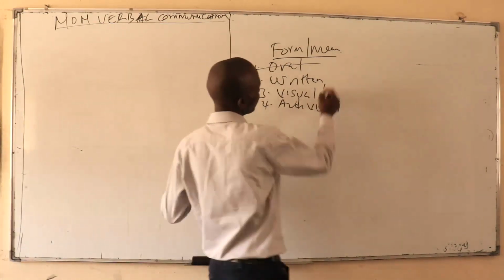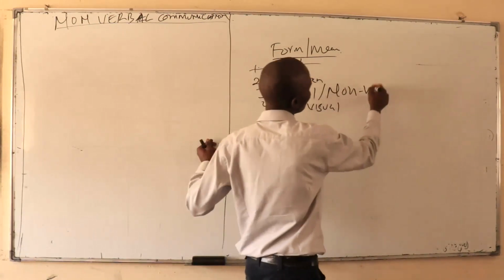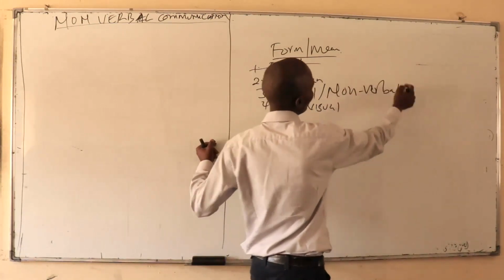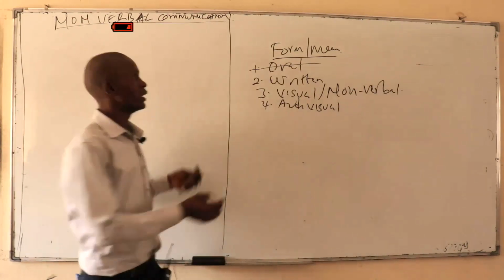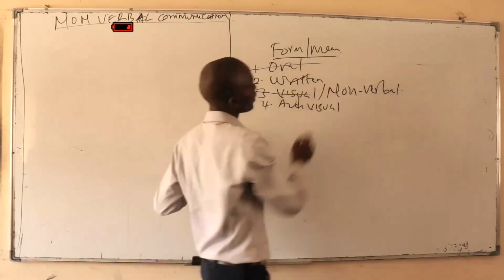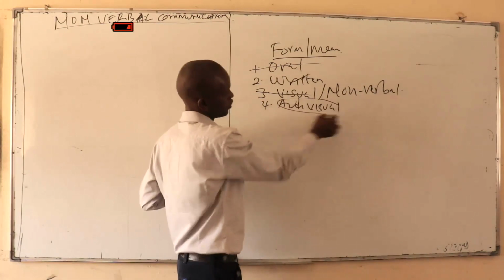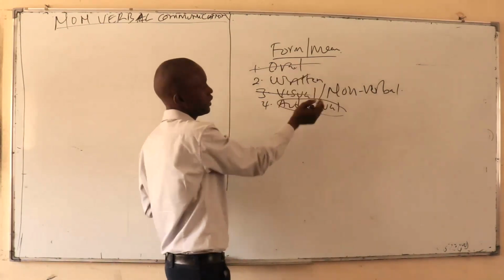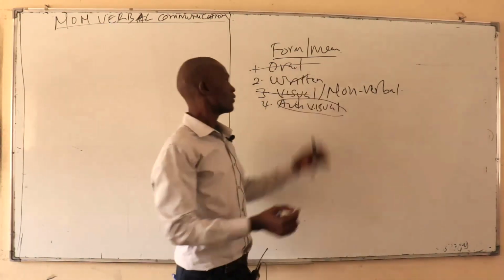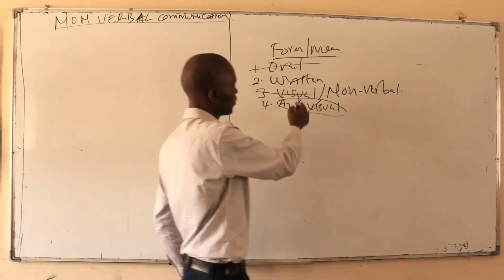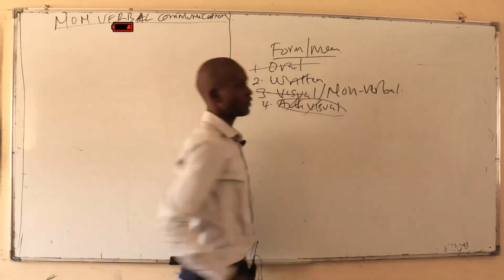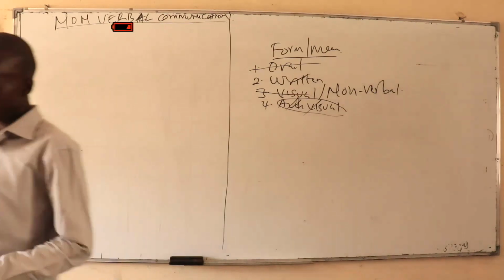Now on visual or nonverbal communication, after this we'll check on written communication. Audiovisual is a combination of oral and visual; we will not talk much about it. So, visual or nonverbal communication as a means of communication.